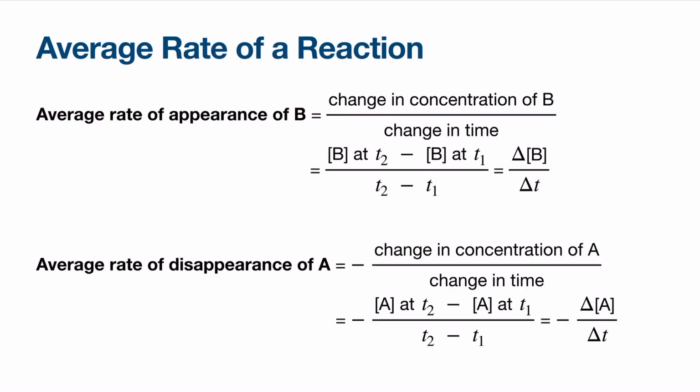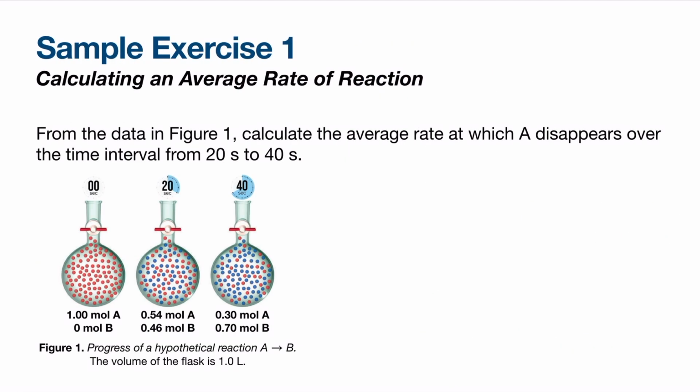Let's have a sample exercise. From the data in figure 1, calculate the average rate at which A disappears over the time interval from 20 seconds to 40 seconds. From the given problem, we know that the initial time, or t sub 1, is equal to 20 seconds, and the concentration of A at t sub 1 is equal to 0.54 molars. Aside from that, we know that the final time is 40 seconds, and the concentration of A at the final time, or t sub 2, is equal to 0.13 molars.